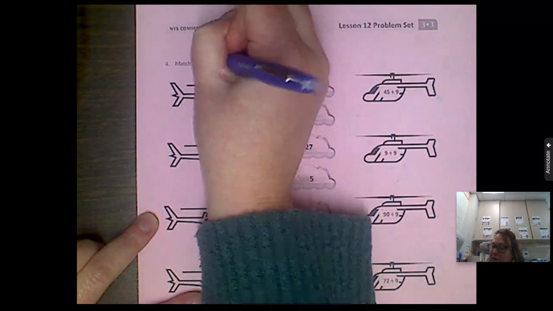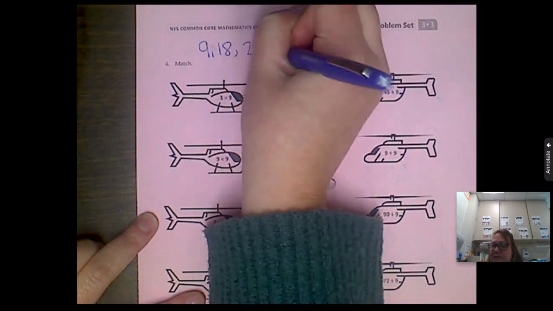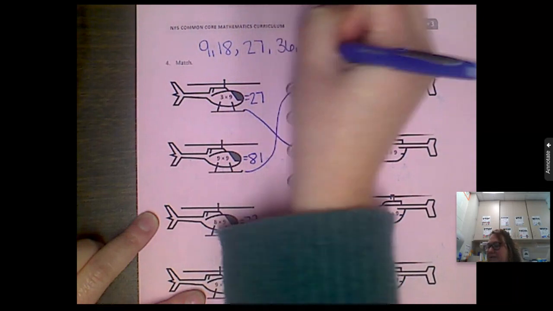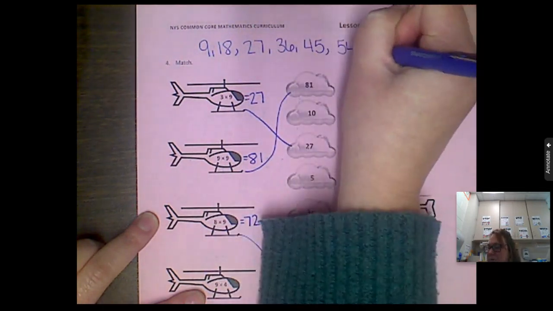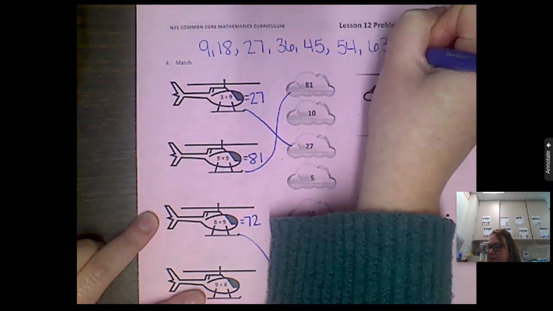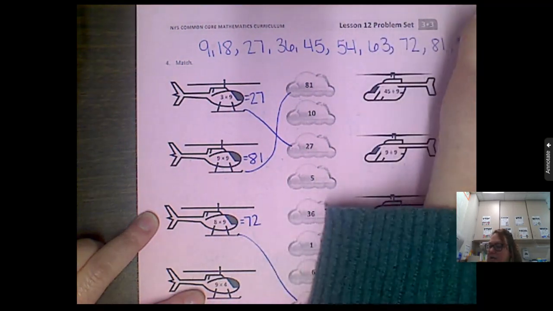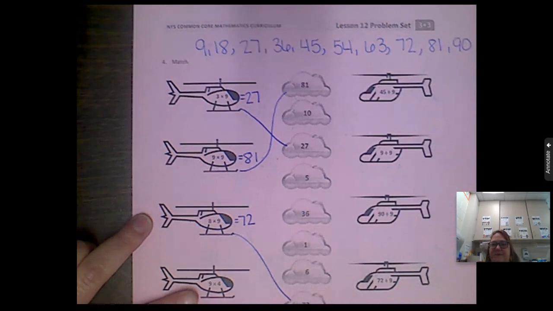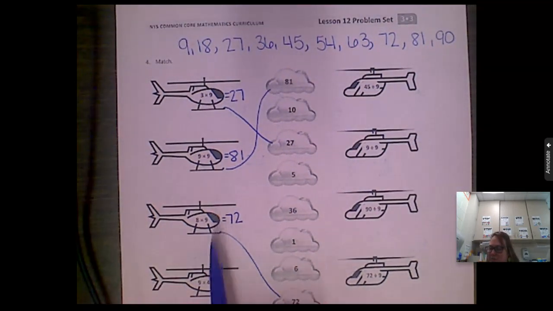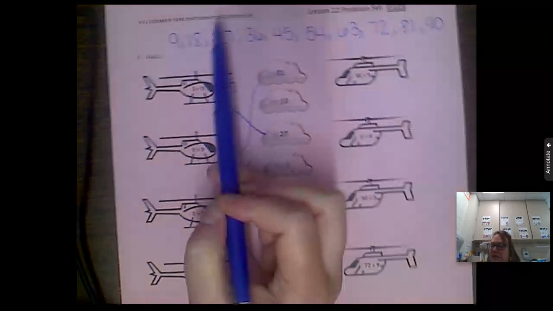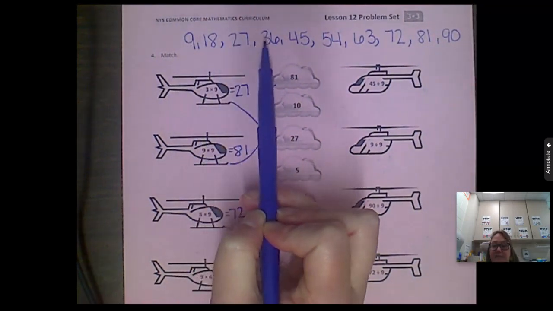So 9, 18, 27, 36, 45, 54, 63, 72, 81, 90. There. So you can have that too. So if you're solving, for example, 9 times 4, 9, 18, 27, 36, stop. So you can use that to help you.